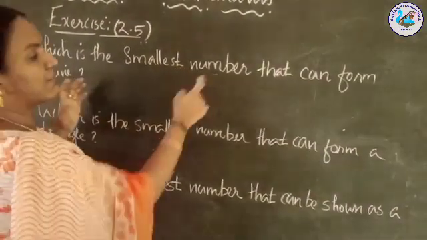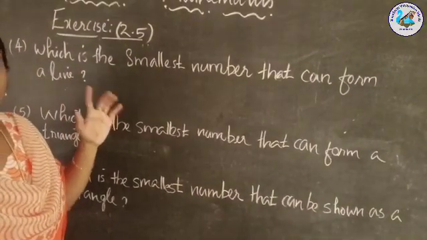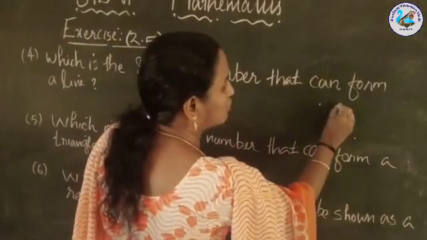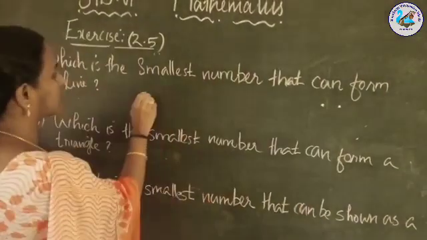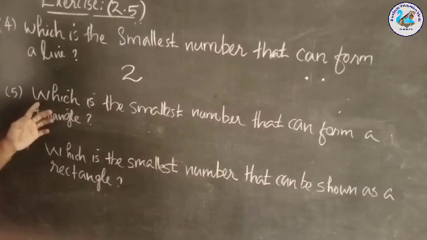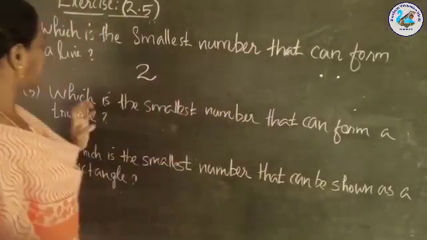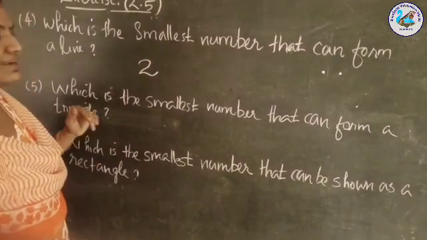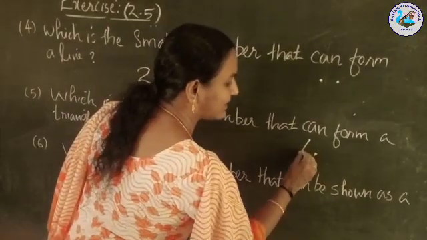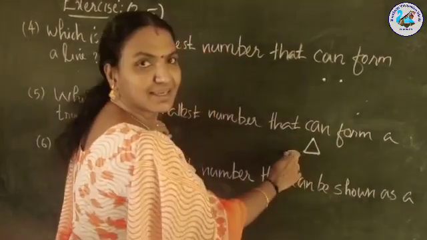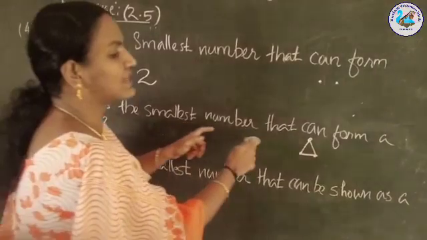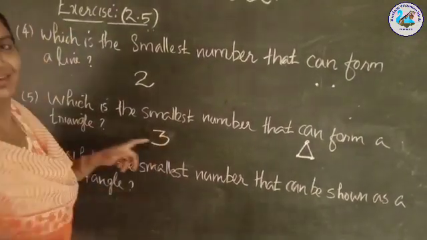Next, question number 4. Which is the smallest number that can form a line? We learned that the number 2 can be arranged as a line using 2 dots. So the answer is 2. Next, question number 5. Which is the smallest number that can form a triangle? We learned the triangle using 3 dots. The number 3 can be arranged as a triangle. So the answer is 3.